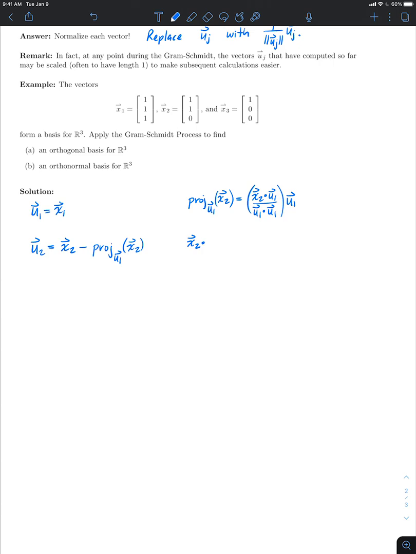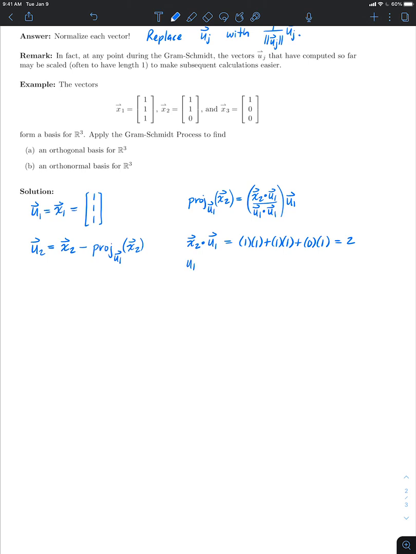So the dot product of x2 with u1. Well, x2 is there, and what was u1? u1 was x1. I should finish this line off: 1, 1, and 1. So that's our u1. Okay, so the dot product of x2 and u1, we're going to have 1 times 1, plus 1 times 1, plus 0 times 1. That's what you get if you take the dot product of x2 with u1. Okay, and so what's that going to give you? That's going to give you 2. Okay, good. So that's x2 dot u1.